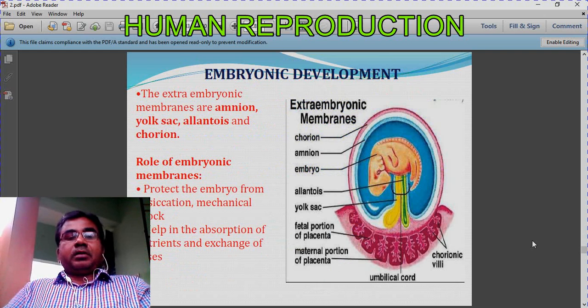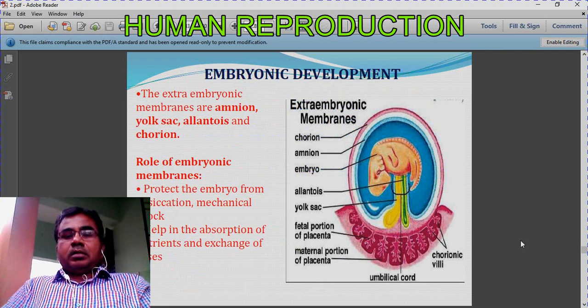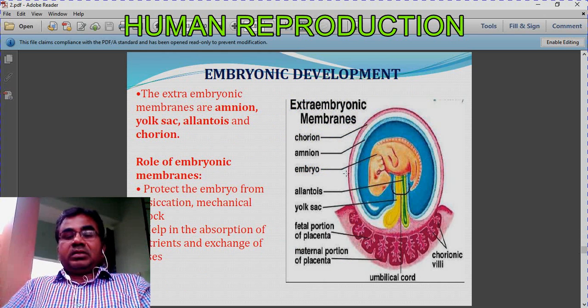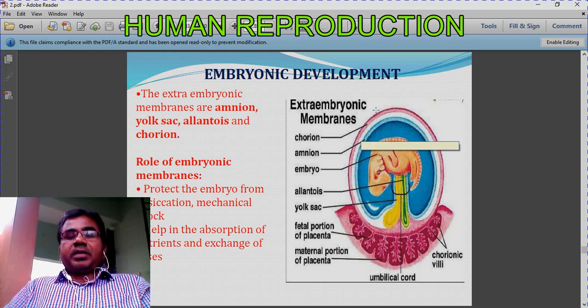So this is the embryonic development. Once the embryo is developed, the extra embryonic membranes are formed around the embryo. That is amnion, chorion, allantois, yolk sacs. So these are all the different extra embryonic membranes around the embryo.